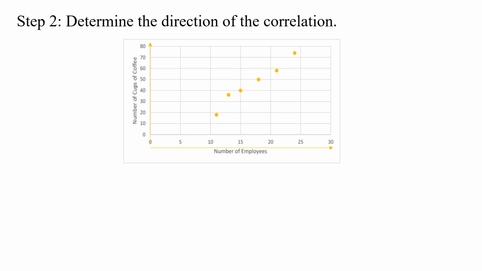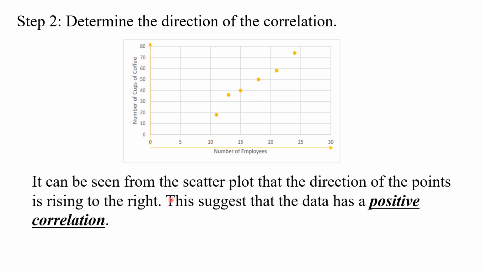Okay, so you can notice that the points on the scatter plot closely follow a straight line slanting up to the right. So, pataas siya. Okay, so ibig sabihin, it can be seen from the scatter plot that the direction of the points is rising to the right. So, pataas siya doon sa kanan. This suggests that the data has a positive correlation. Okay, so meaning, habang pag mataas daw yung number of employees, mataas din yung number of cups. Okay, so ganun lang.